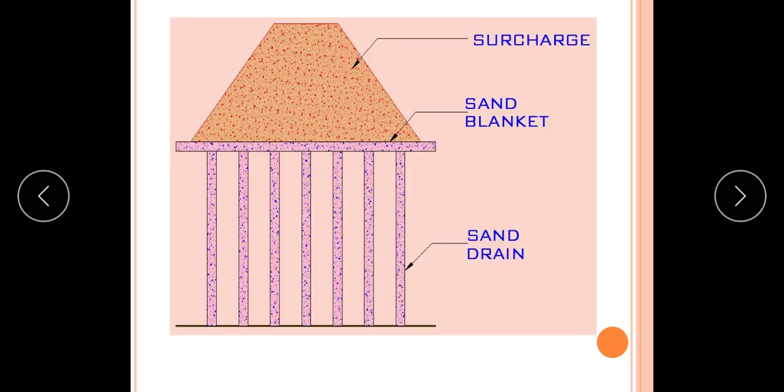The combination of pre-compression and vertical drain is an effective method of removal of water, or dewatering, from fine grained soils. Here we show the sand drain and the sand blanket at the top, and this is the surcharge fill, which gives an effective method for the removal of water from the fine grained soil.